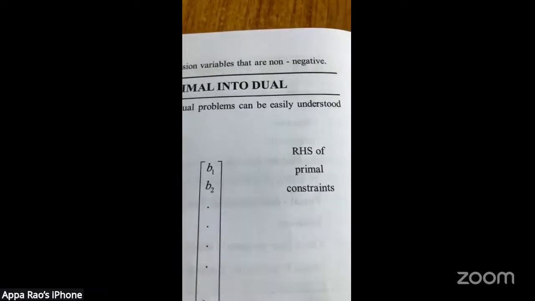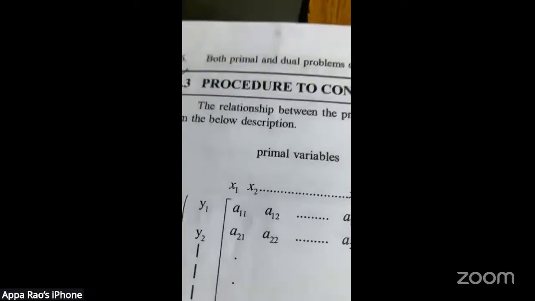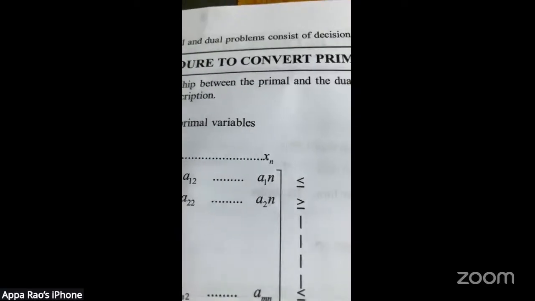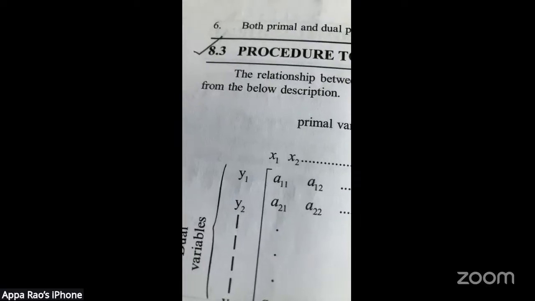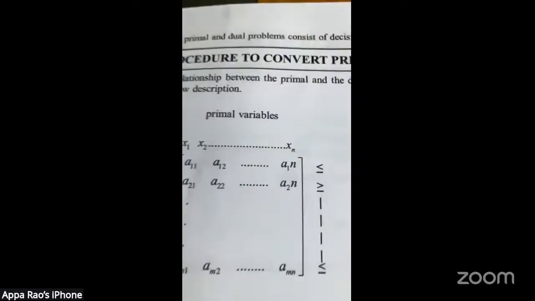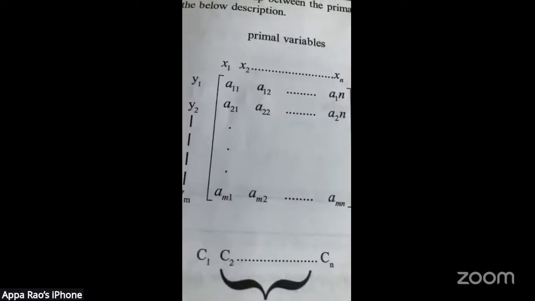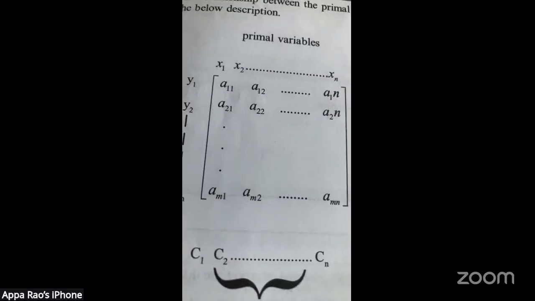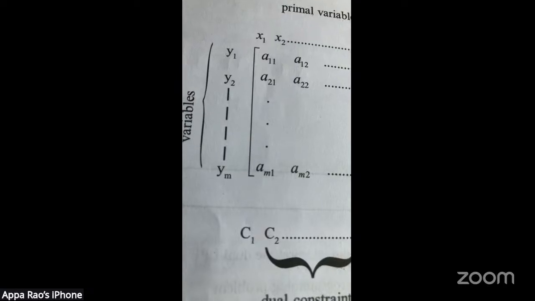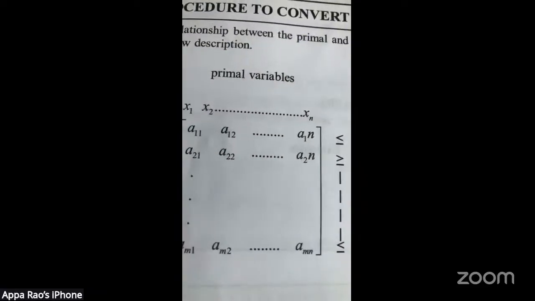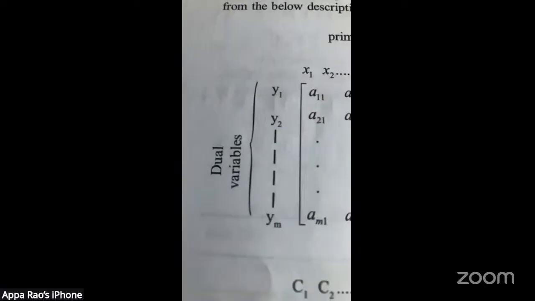The relationship between the primal and the dual problems can be easily understood from the below description. Primal variables are x1, x2, etc., xn. That is row type. Column type is the dual variables. These are the primal variables, and the left side are the dual variables.